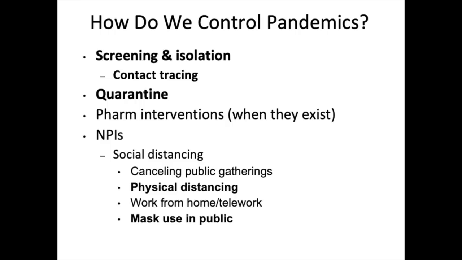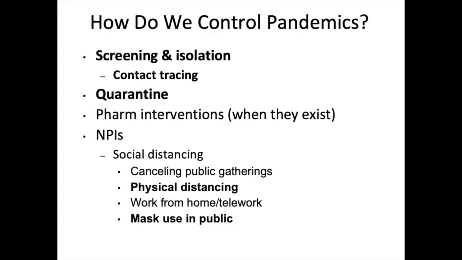For some pandemics, we have a pharmacological intervention, meaning that we have a pandemic vaccine or a medication that helps to prevent illness or to decrease the risk of death. At this time, we do not have a pharmacological intervention for COVID-19, but there is hope that we will have a pandemic vaccine in the next couple of months.